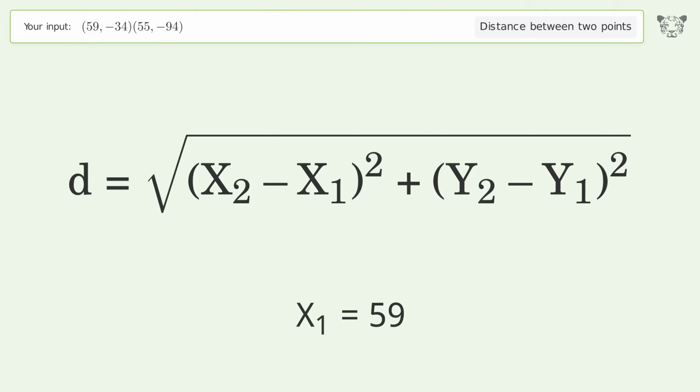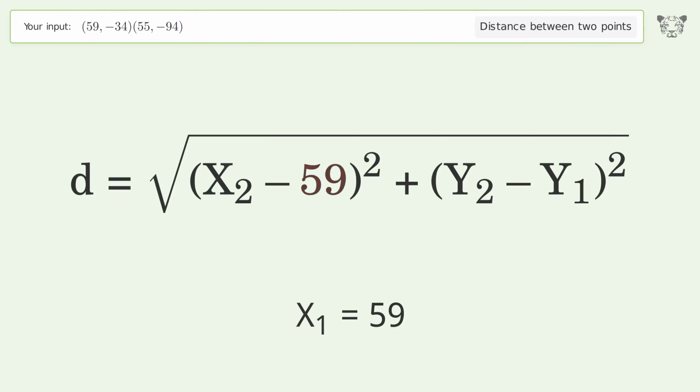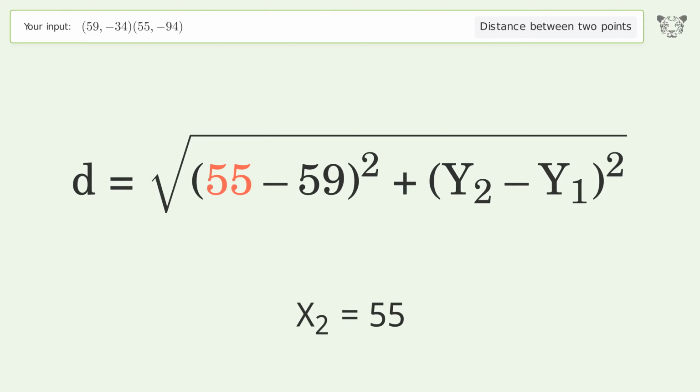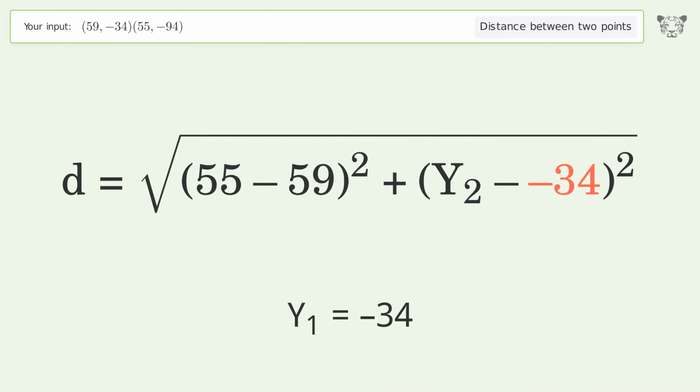x1 equals 59. x2 equals 55. y1 equals negative 34. y2 equals negative 94.